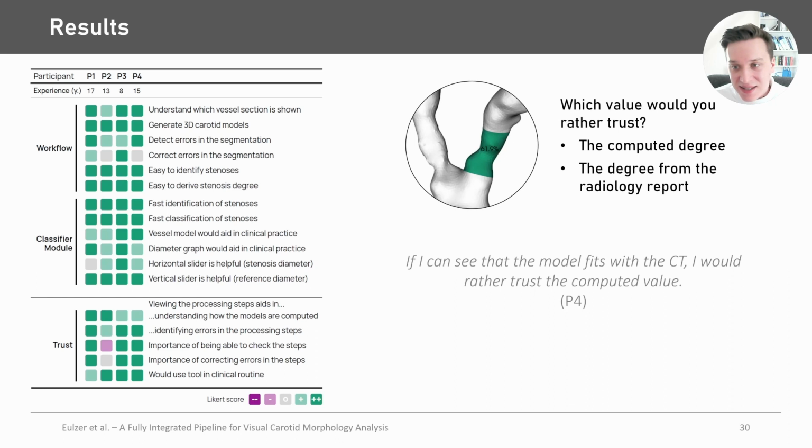And lastly, we asked if the users would rather trust the radiological report or the computed value regarding the stenosis degree. So we showed them what the radiologist said the stenosis degree is, and we also had them select the stenosis degree or read the stenosis degree from our tool. And remarkably, all 4 of our participants stated that they would think that the computed value is more accurate. So the reasoning behind that is they said that they can see that the model aligns with the CTA data, and that they trust the machine to find the smallest diameter here.